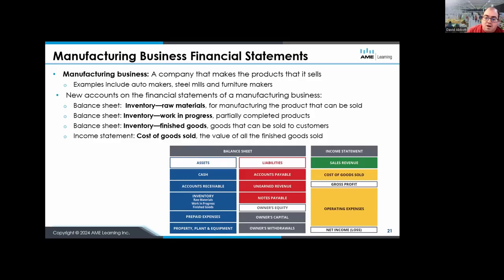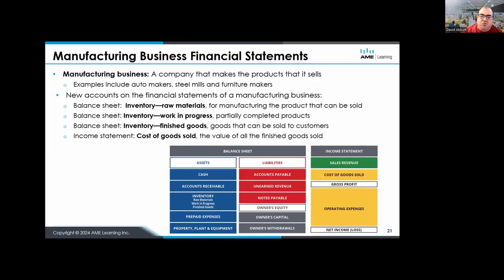Now, work in progress is another one. We'd have inventory work in progress, which is for partially completed products. It's possible that at the end of the month, the quarter, or the year, we have products that are not completely finished yet, but we have to account for those, because the value of that is going to go into the next accounting period. That would be considered work in progress.